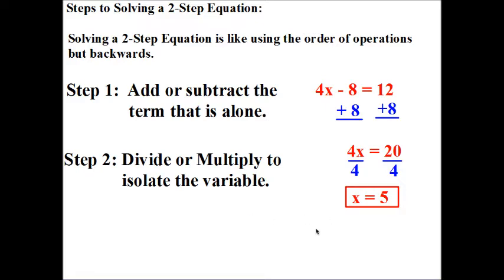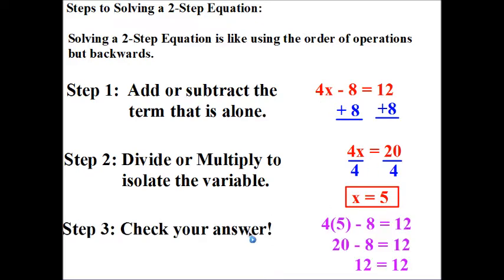Now, most important step, just like in one-step equations, we always want to check our answer. So wherever I saw that x in my original problem, I'm going to put a 5 in, and remember those mean multiply. So we plug the 5 back in for where our x was. So I have 4 times 5 minus 8 equals 12. Order of operations tells me to do 4 times 5 first, so that's 20. Now I have 20 minus 8 equals 12. 20 minus 8 is 12. 12 does equal 12, so I know I got that right. So then we're good on that one.